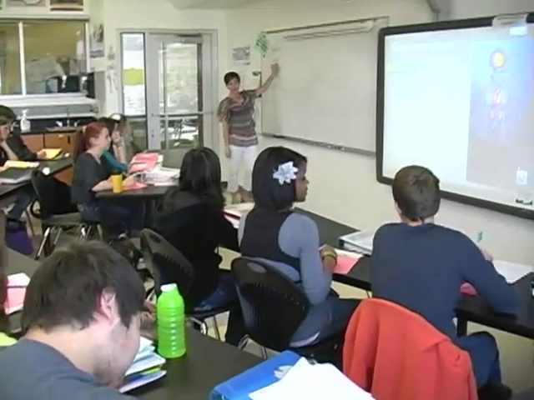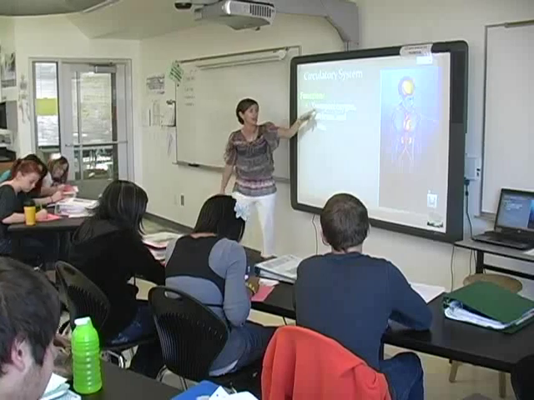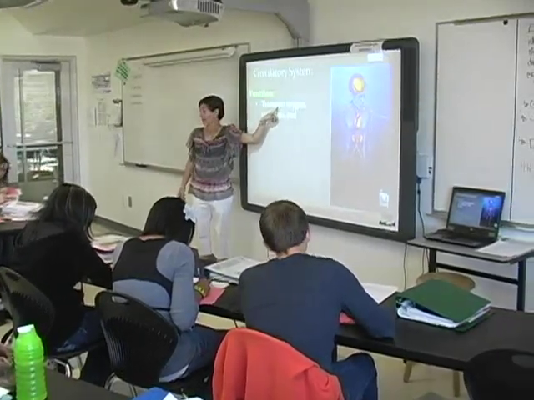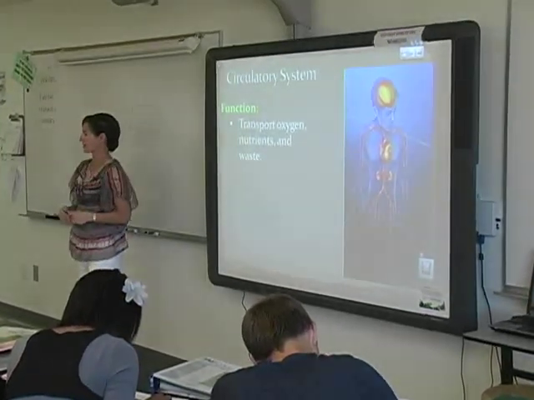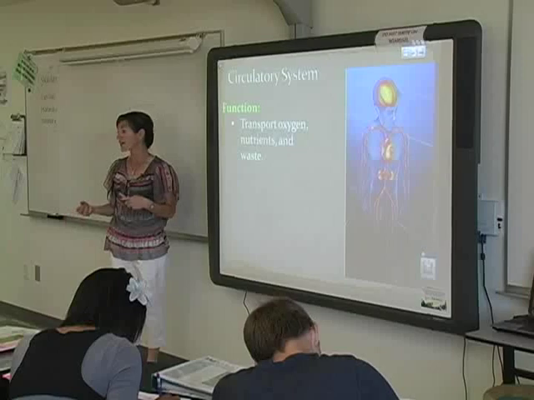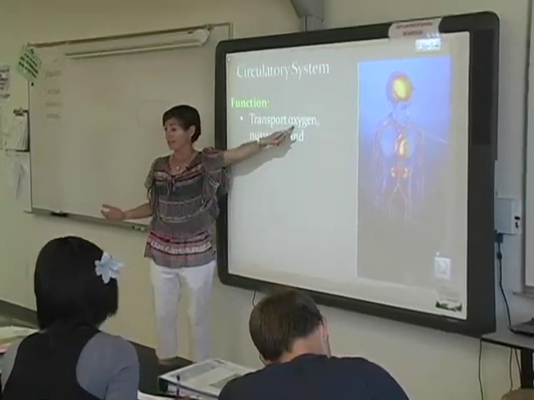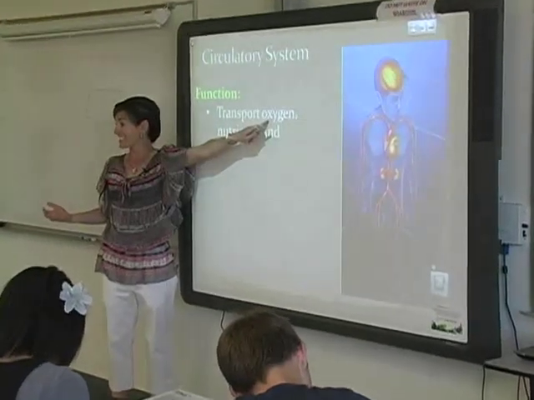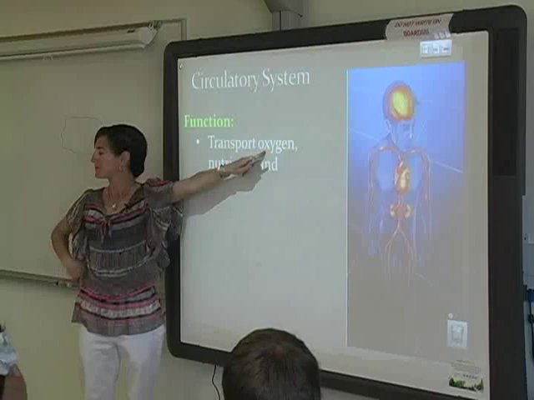The next one is function, right? So the function, what does the circulatory system actually do? What is its main job? And its main job is to be a transporter of oxygen, nutrients, and waste. So the blood actually acts as a little highway, taking all the oxygen and nutrients and waste all throughout the body. If it's oxygen, it takes it to a certain area. Where do you think it's going to take the oxygen to? The lungs. Comes from the lungs.